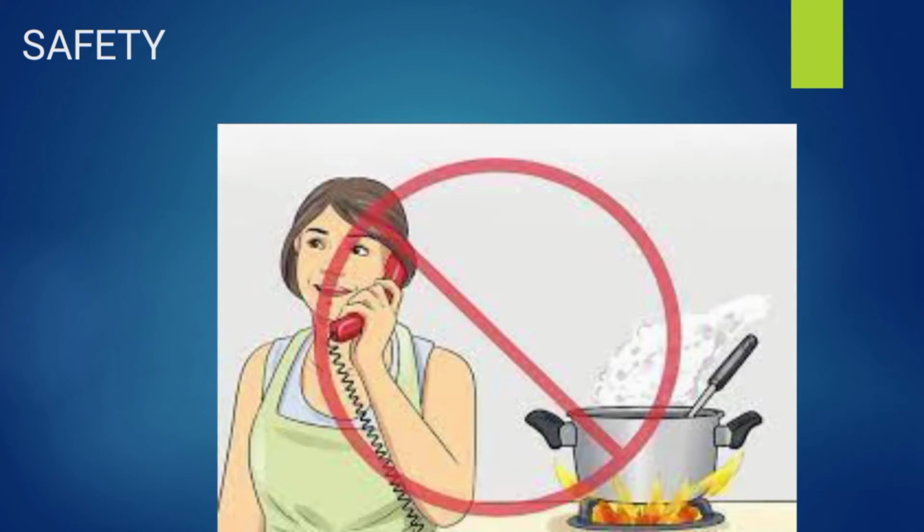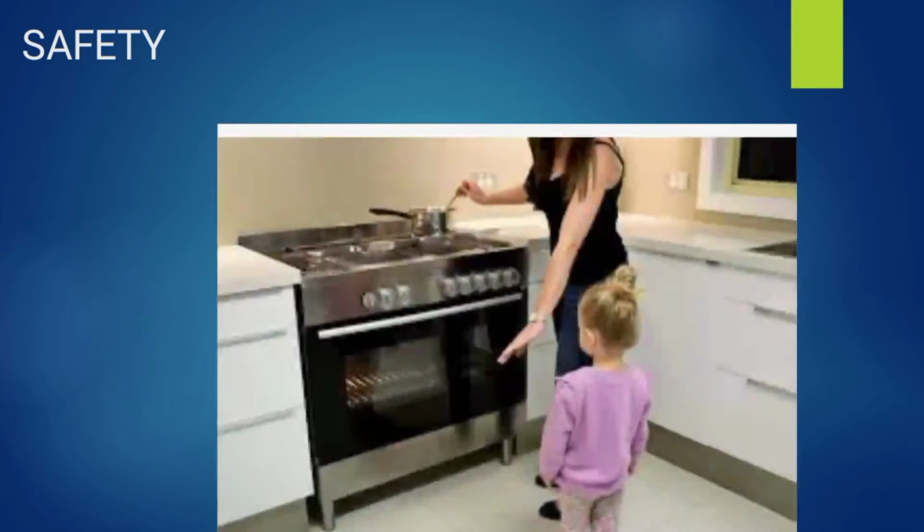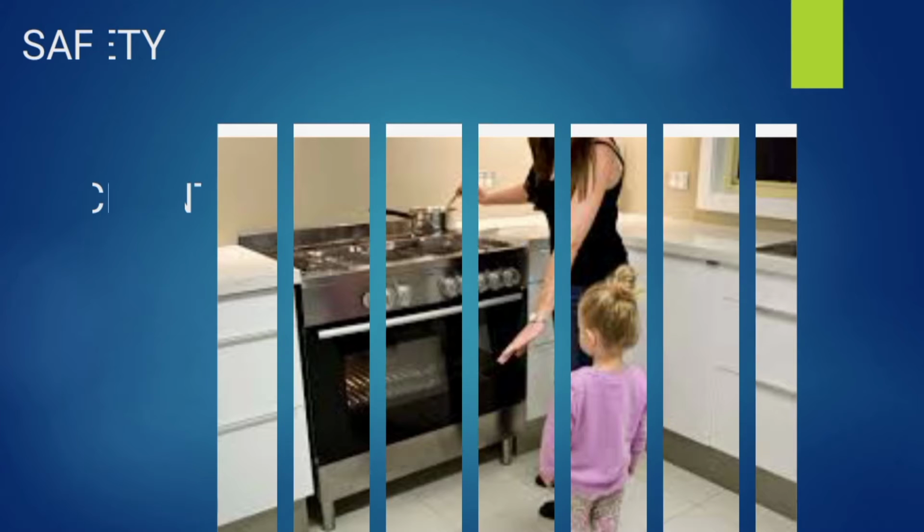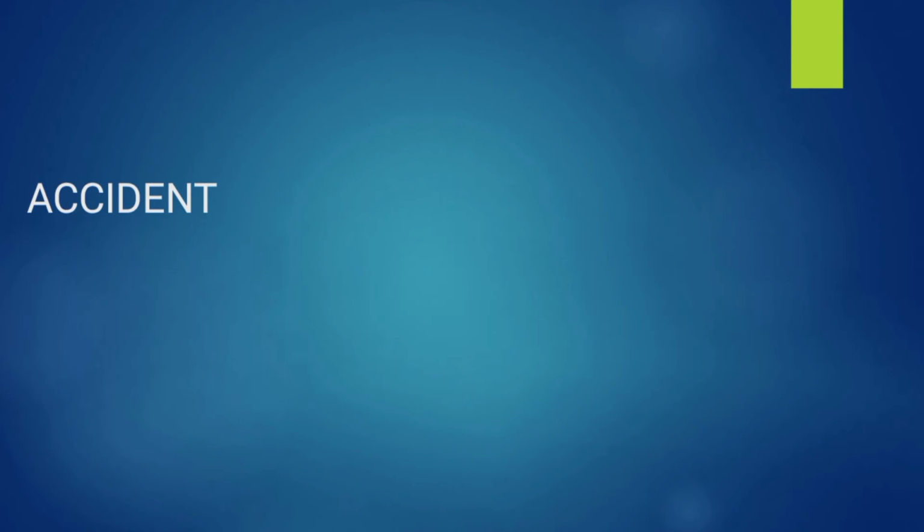What is safety? The word safety is derived from the French word meaning the state of being safe. Safety can also be defined as the control of recognized hazard to achieve an acceptable level of risk. That's the meaning of safety. Now, what is accident?